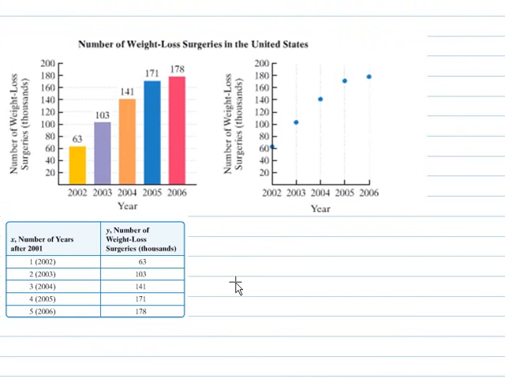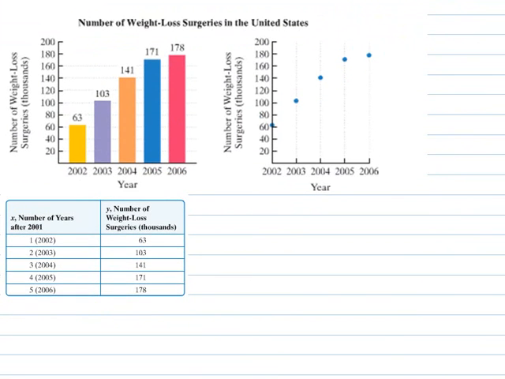So let's look at this example here. This is number of weight loss surgeries. So somebody would be trying to make a point based on this information. You say, well, in 2002 there were this many, in 2003 there were this many. So these points right here that I highlighted are just these points right here. So this graph over here isn't any different. It's just centering on the top of those bar charts.